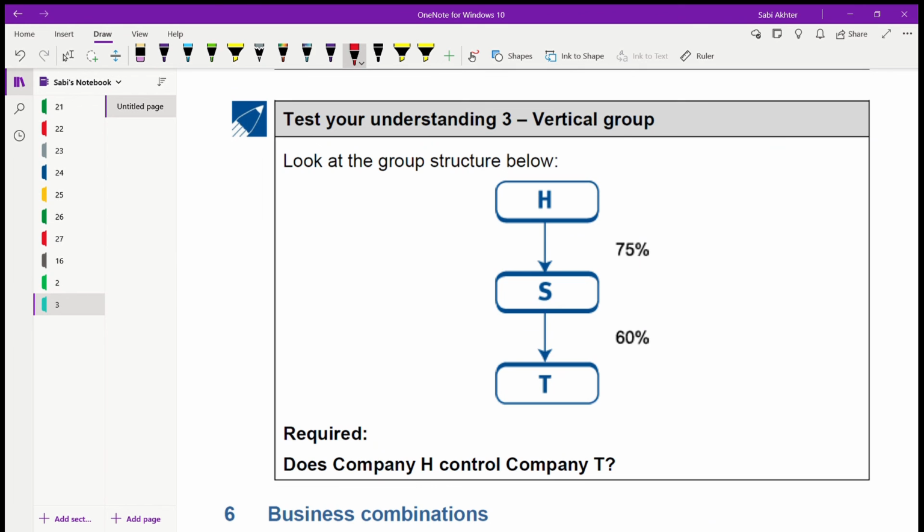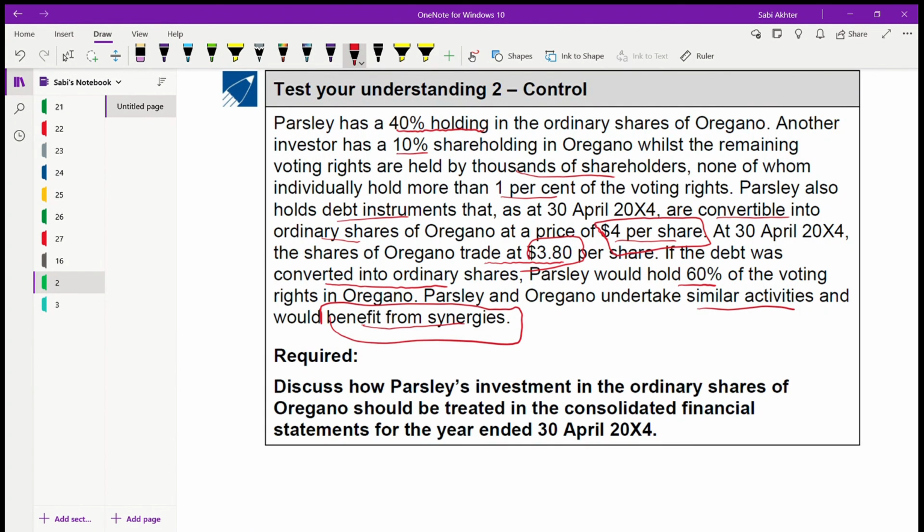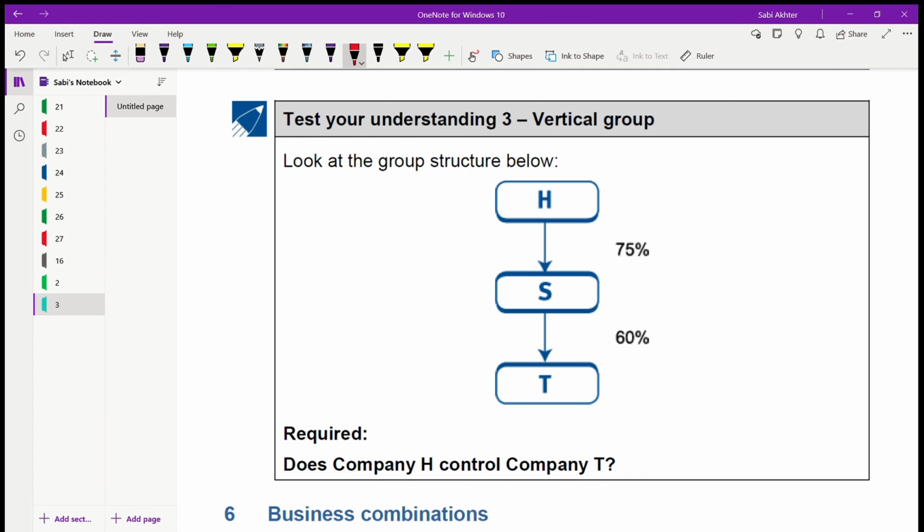Next. Look at the group structure below. Okay, you will not be asked this type of question in the exam, but yes, the question "test your understanding" type of questions you will be asked in the exam. You can expect that, but not this. This is just for you to understand whether you can see whether they have control or not. Does company H control company T? So this is H and this is T. We know that H has control over S. We know S has control over T. But what about H to T? Do they have control?